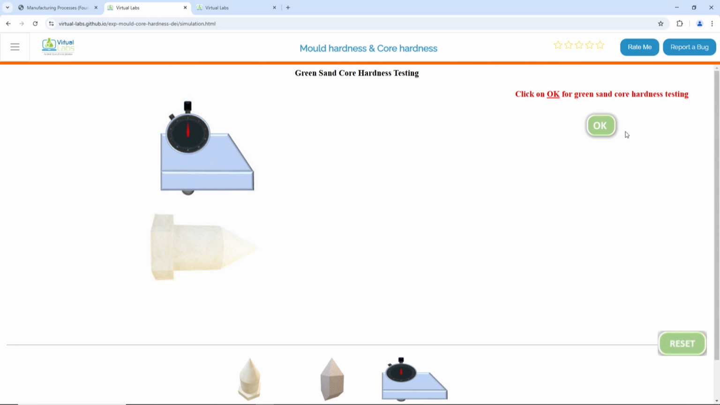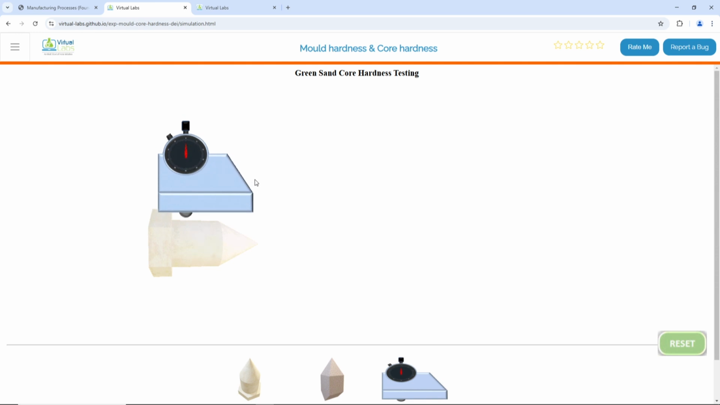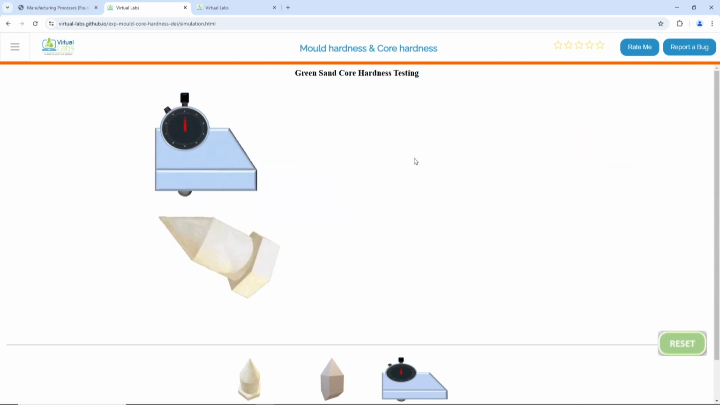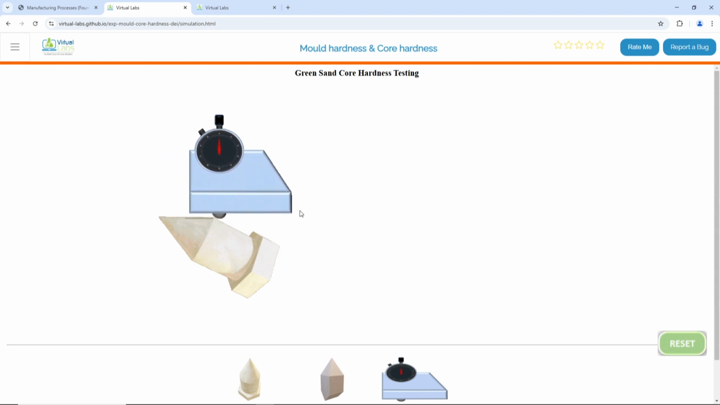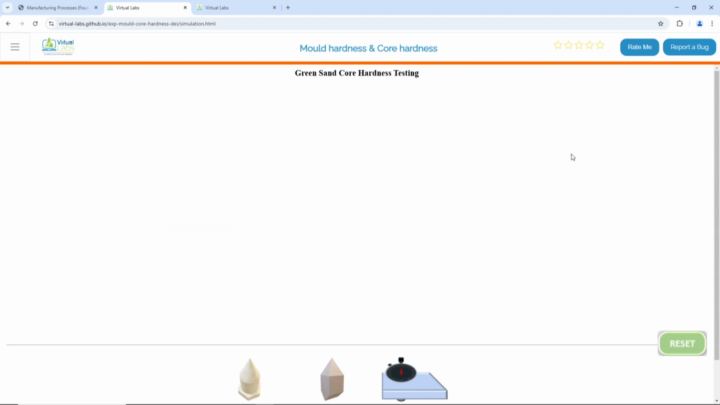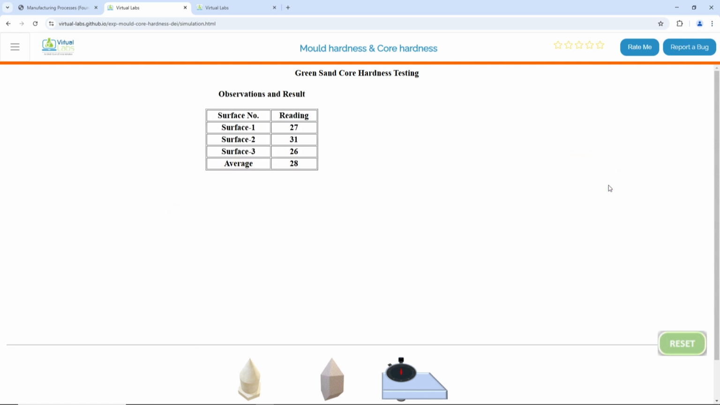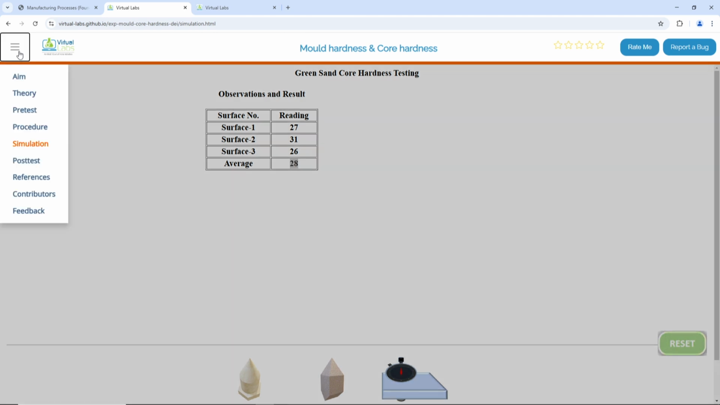This core is there. Using the hardness tester, it will test on one surface, then it will go to the other surface and test. Then we go to the third surface, the base here, and test. These 3 surface readings have been obtained. I click on the result to take the average. The hardness number here is 28. So, this is regarding the core hardness.